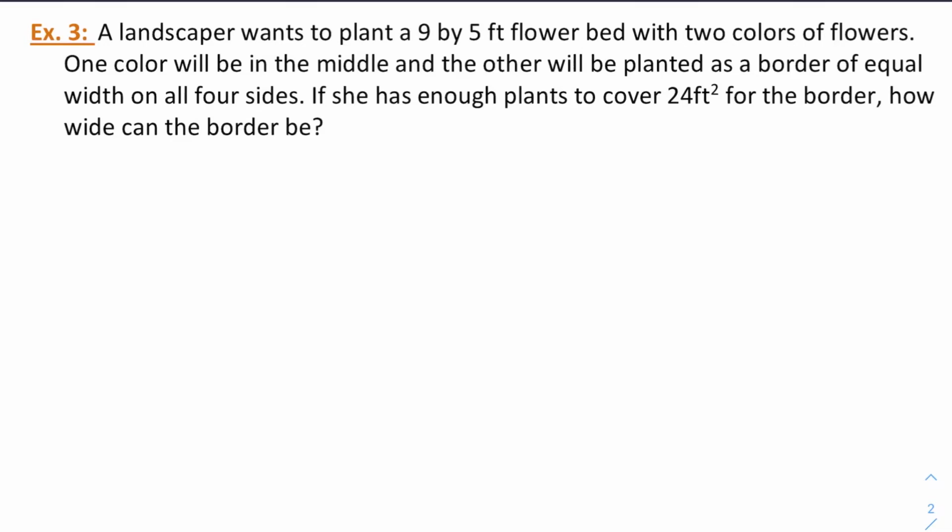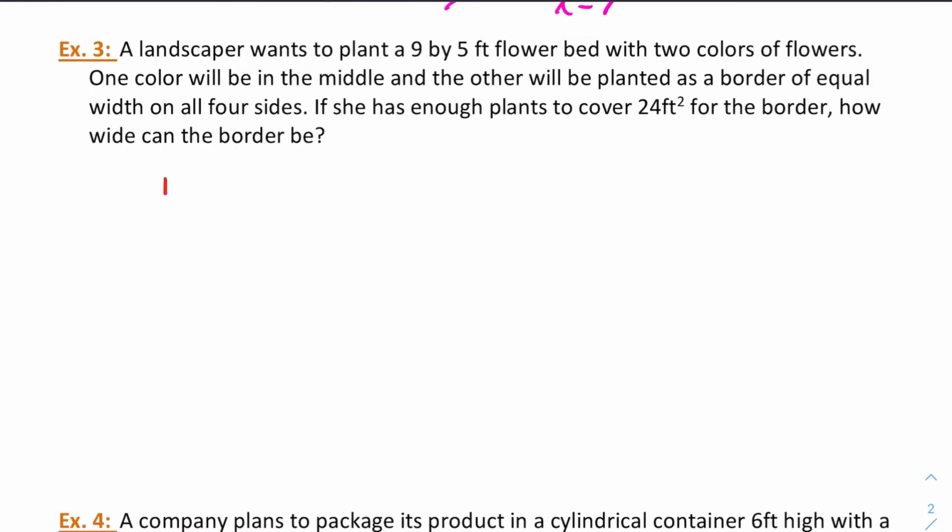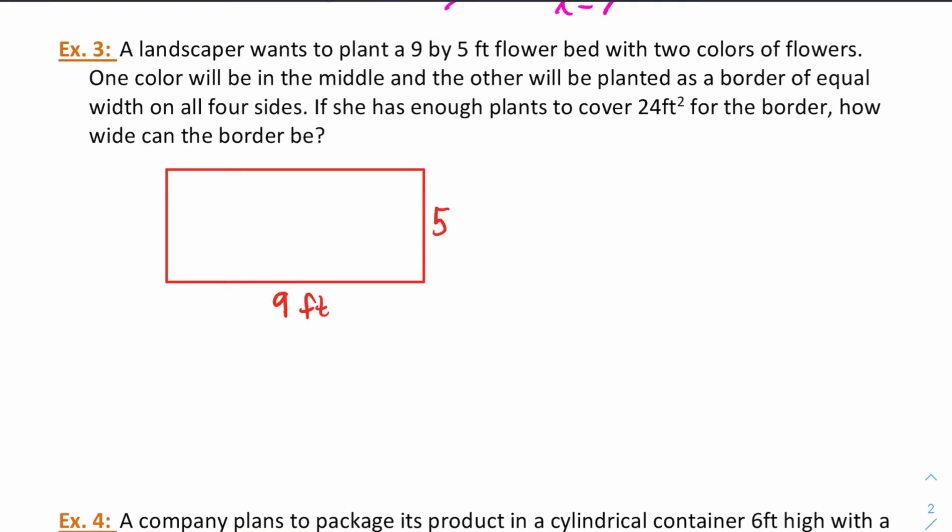Okay, we've got a particular landscaper who likes everything set up precisely. They are going to plant a 9 by 5 flower bed with 2 colors of flowers, one in the middle and one on the outside as a border. So the flower bed outside I've drawn here, it's a 9 by 5 foot flower bed.